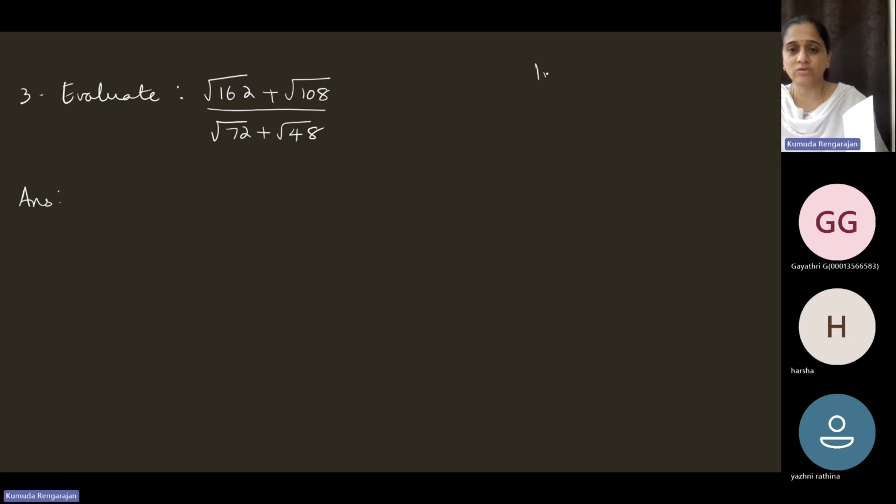Yeah, this is a 1 mark question. What's the answer, Harsha? Online students, what's the answer for this one? I got it as 3/2. Correct. Gayatri gets 1 mark. 3/2 is the right answer.